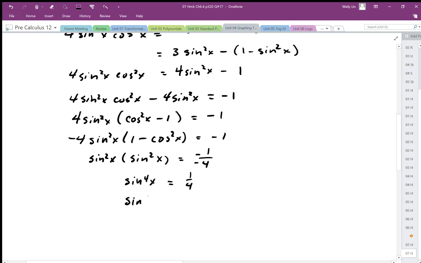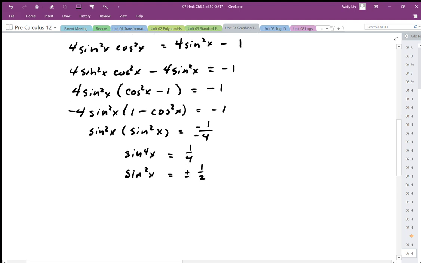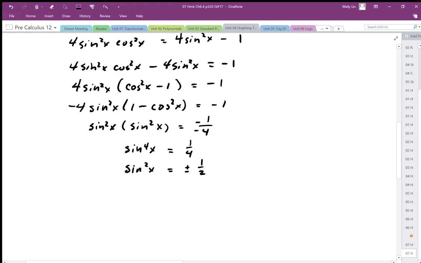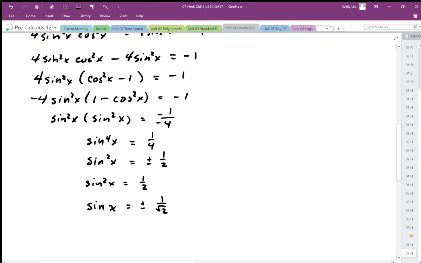I'm going to square root both sides, and that's going to give me sine x equals plus or minus 1/2. Wait, I know that sine squared can only equal the positive 1/2, so I get sine squared x equals 1/2, and again I can then solve for sine, and so I get sine x is equal to plus or minus 1 over root 2. And so there's our solution.